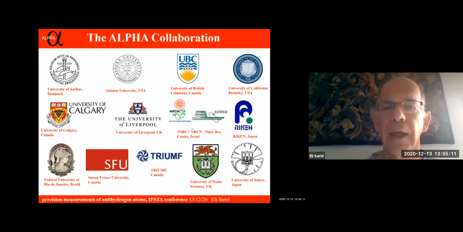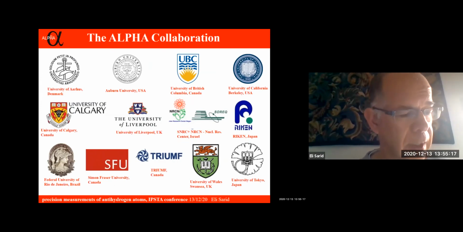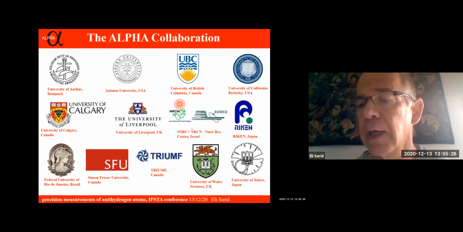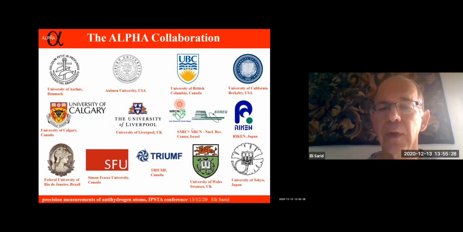So Alpha is a collaboration made up of groups from 15 or so institutes, about 40 to 50 scientists, and it is a very multidisciplinary group. You see here groups from all over the world, especially North America, Brazil, Europe, and Israel, with the NRCN and Sorek as the participating institutes.